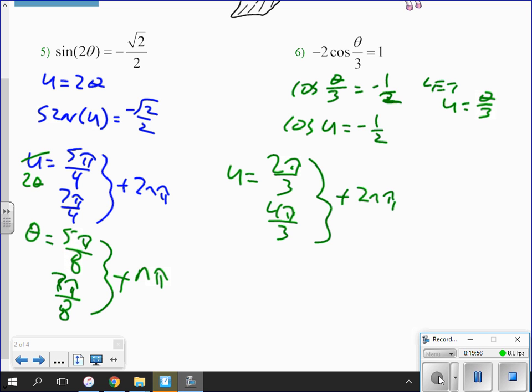But once again, I don't have U. I have theta over 3. So I do my reverse substitution. Put theta over 3 in here. And how do I solve that? Multiply everything times 3. Theta equals 3 times that. Ooh, that's 2 pi. And that's 4 pi. And that times 3 gives me plus 6n pi.